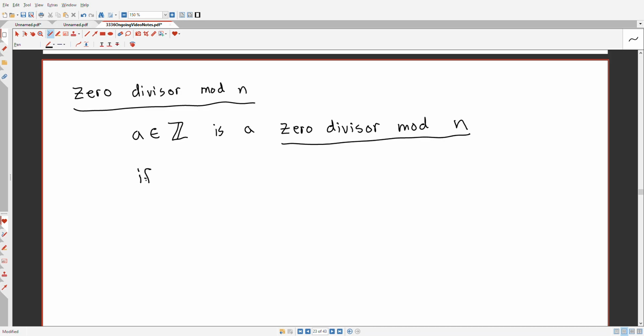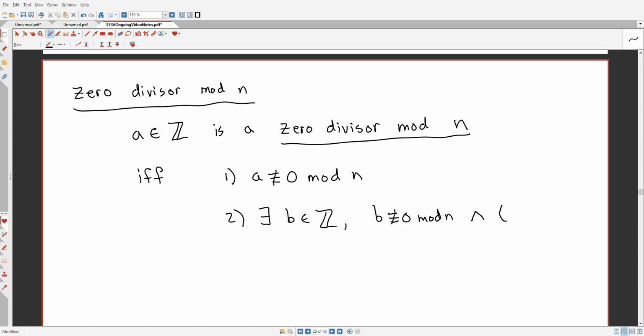This is true if and only if two things happen. One, a is not already divisible by n. That is, a is not equivalent to 0 mod n. And two, here's the really important part, there exists another integer. It's not 0 mod n, but when you multiply it against a, it turns into 0 modulo n. That's what makes it a quote-unquote zero divisor.